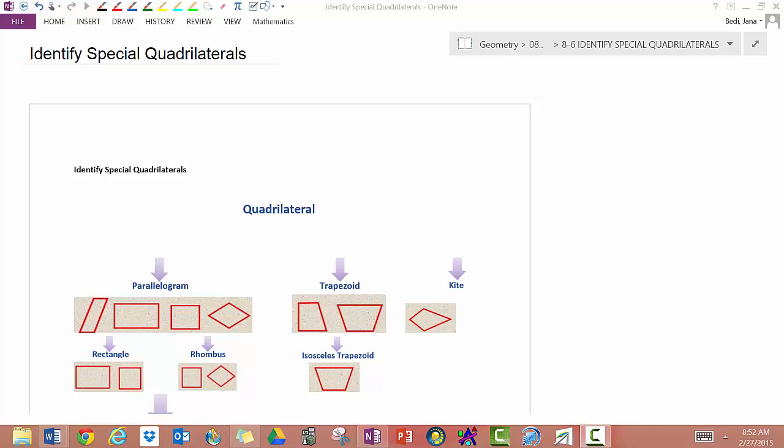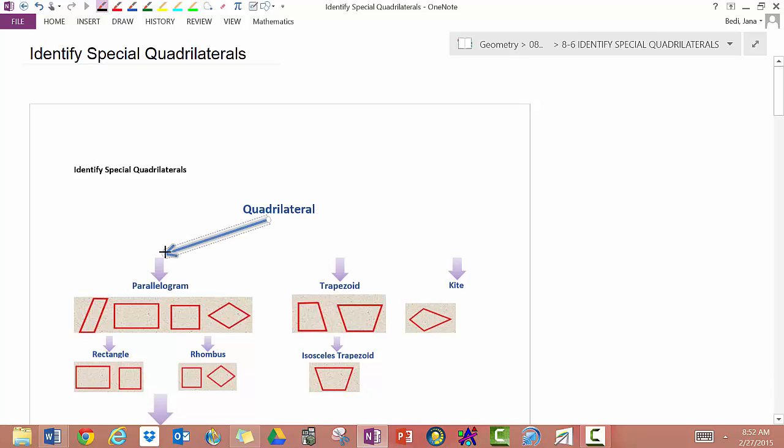If you're given a four-sided figure, or more precisely, a convex polygon that has four sides, it's called a quadrilateral. Quadrilaterals can further be subdivided into special quadrilaterals. So let's just look at this schematic here.